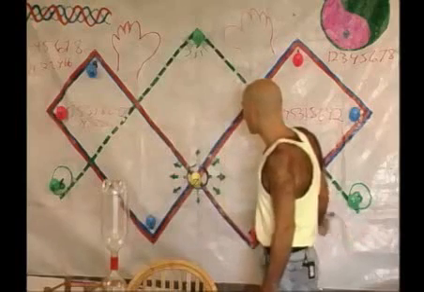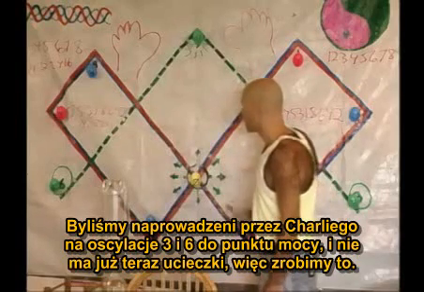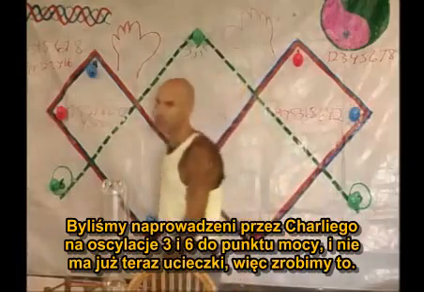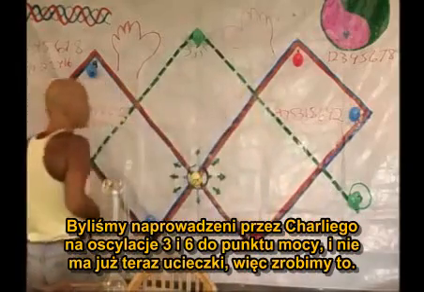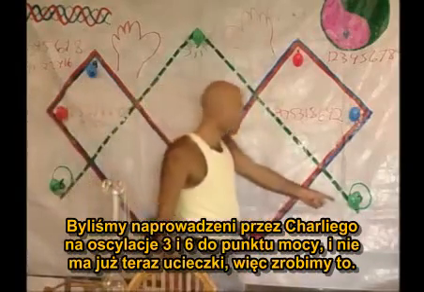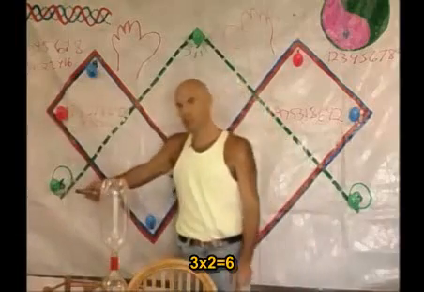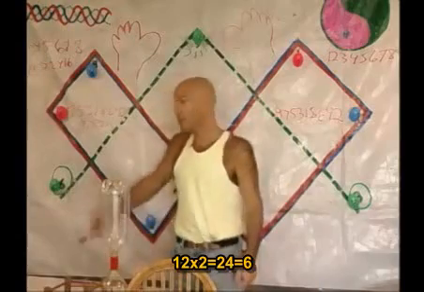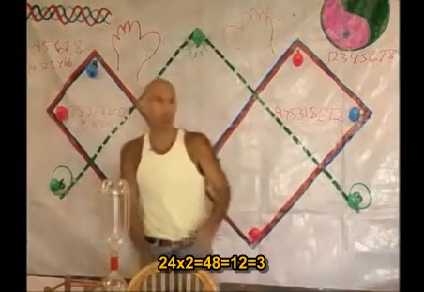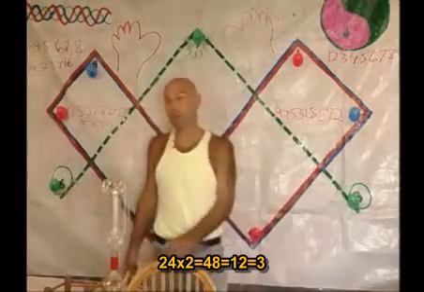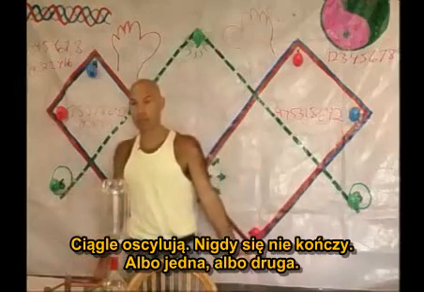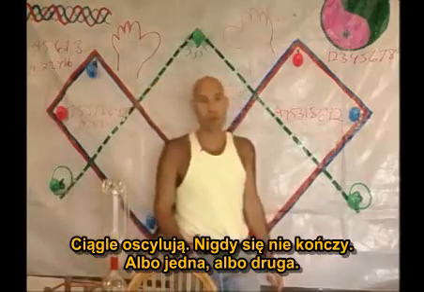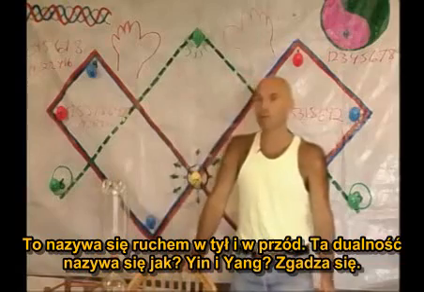Okay, we were brought by Charlie to the oscillation of 3 and 6, and to the PowerPoint. There's no escaping now, so we'll do it. 3 doubled is 6. 6 doubled is 12, which is 3. 12 doubled is 24, which is 6. 24 doubled is 48, which is 12, which is 3. Constantly oscillating, never ends, only one or the other. That's called movement back and forth.